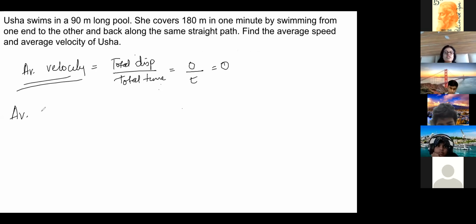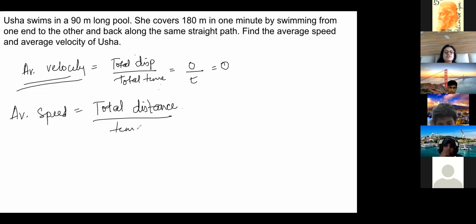Now what is the average speed? Average speed is total distance upon total time. Now what is the total distance? 90. Let me check. 180, she goes 180, she comes back 180. What is the total distance then? 180 upon 180.